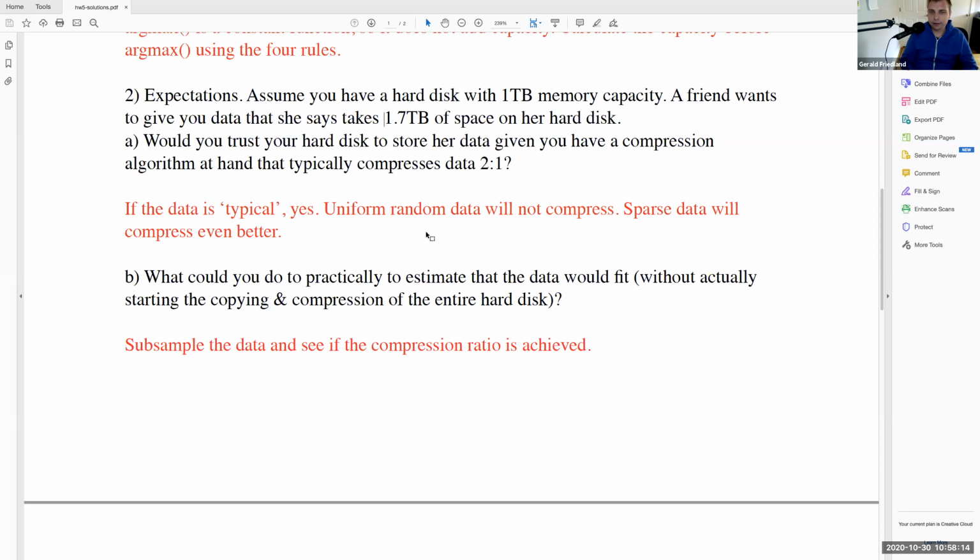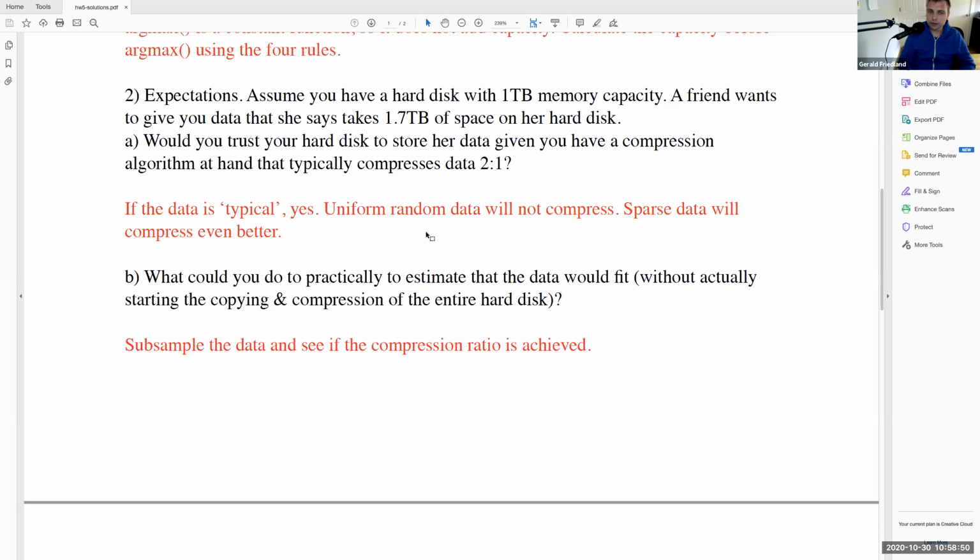And then we know there's no universal lossless compression. And what that means is that some data will not be compressible, full stop, period, end of story. Okay. So on average, it's the expectation, right? So what could you do practically to estimate that the data would fit? And obviously you could start copying your 1.7 terabyte. And then the question is, what then?